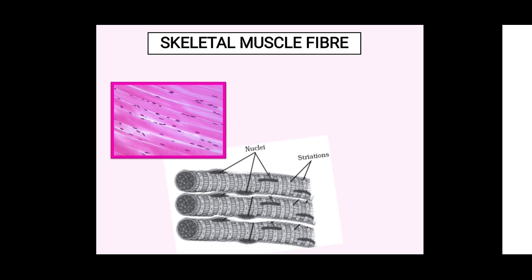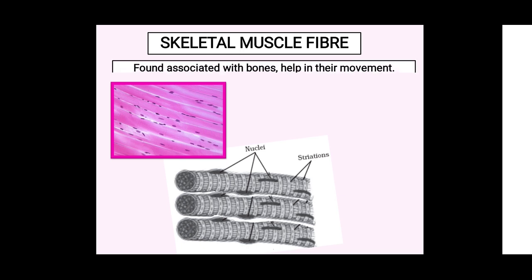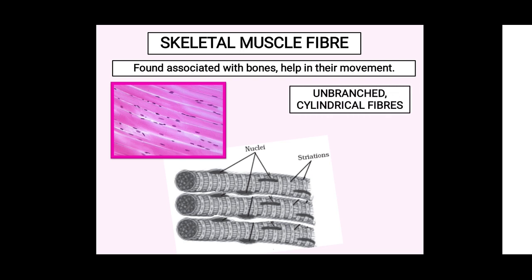Then we have the skeletal muscle fiber. Here again you have seen this in the animal tissue also, the same slide. Easy to identify. This is what you have to draw in your practical copy. And what will you write? Where is this tissue located? It is found along with the bones, and it helps in the movement by contraction and relaxation.